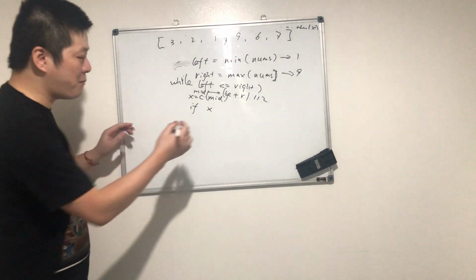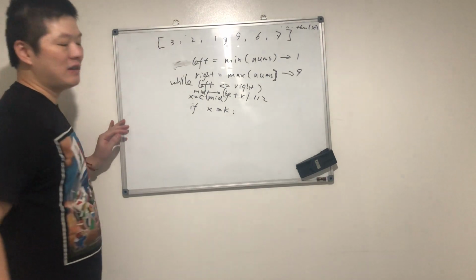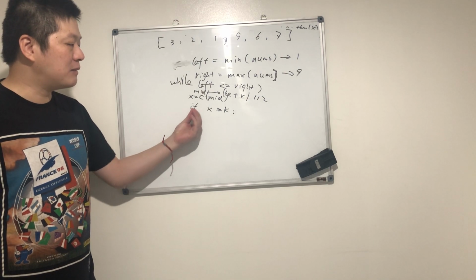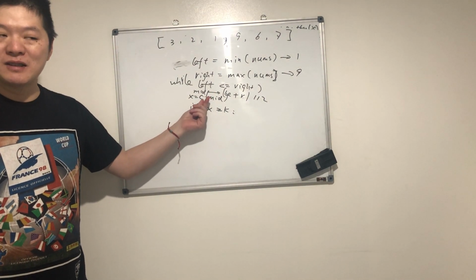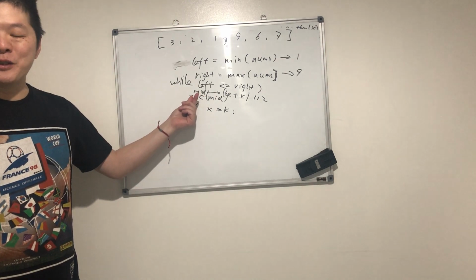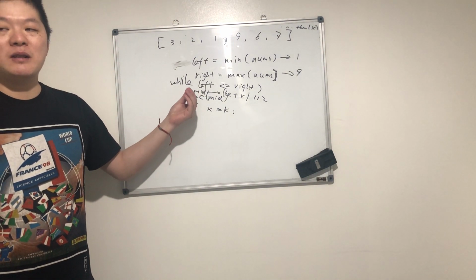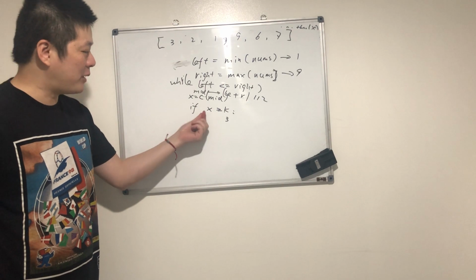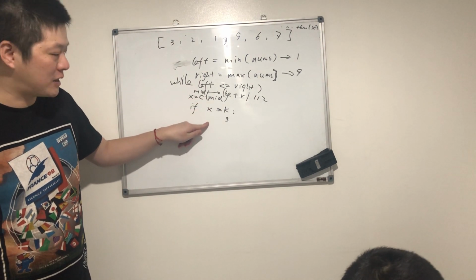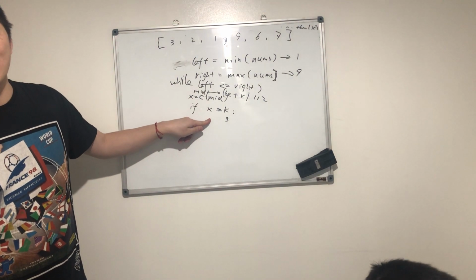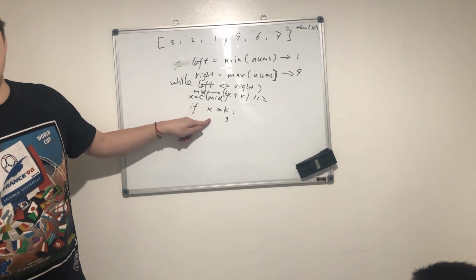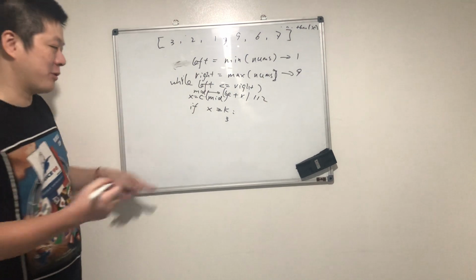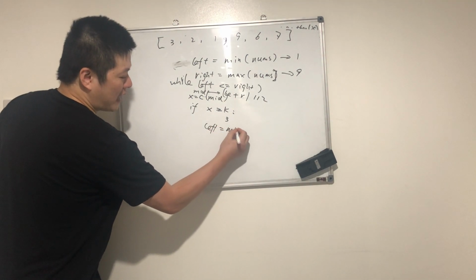Meter. If there are more than k numbers bigger than the current meter number, so what does it mean? For example, if k is 3, and there are 4 numbers bigger than this current meter number, then I need to increase the mid, right? Because if I reduce the mid, then the x will become bigger, which is not what we want. So left becomes mid plus 1.